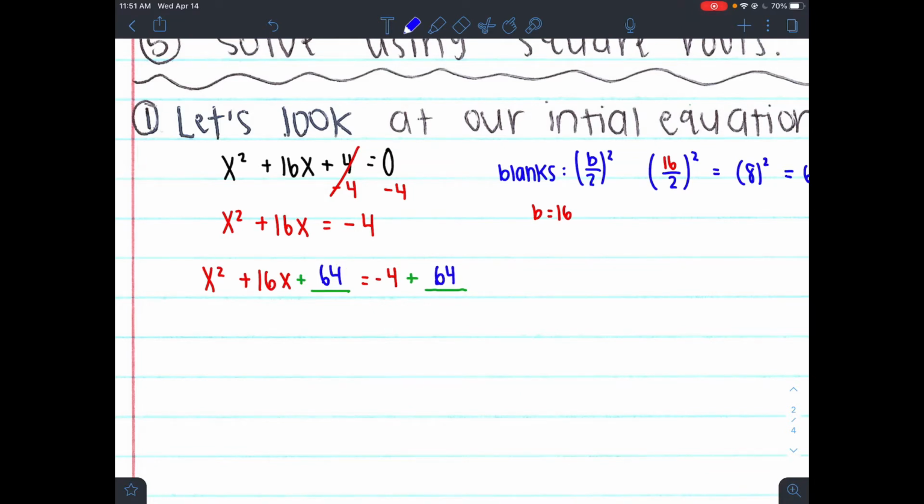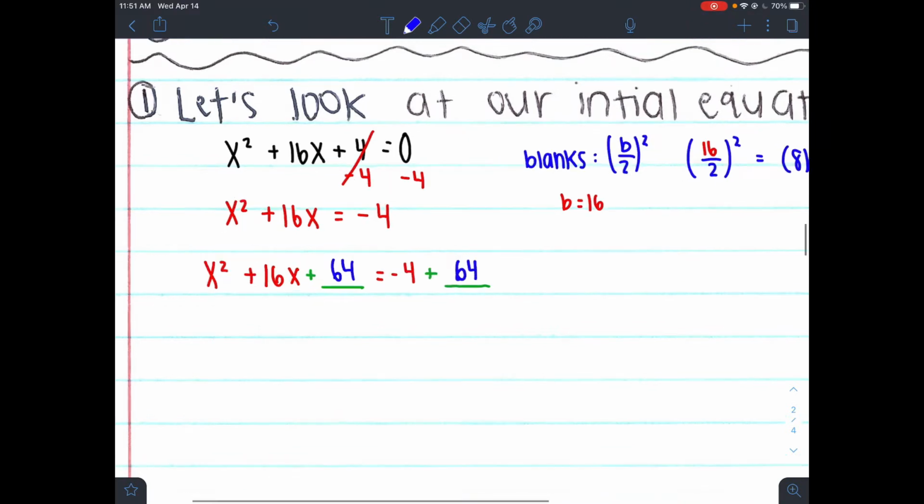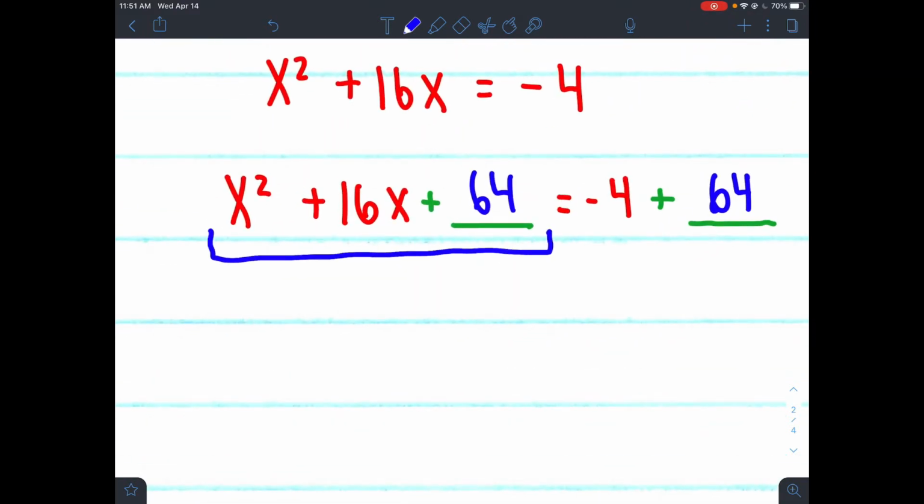Okay, so far, hopefully we're okay. So first step, variables on the left, numbers on the right. The second step is you create your blanks. The third step is you fill in the blanks. The blanks are b divided by 2 squared. Once that is done, you have to factor the left side. This is the left side.